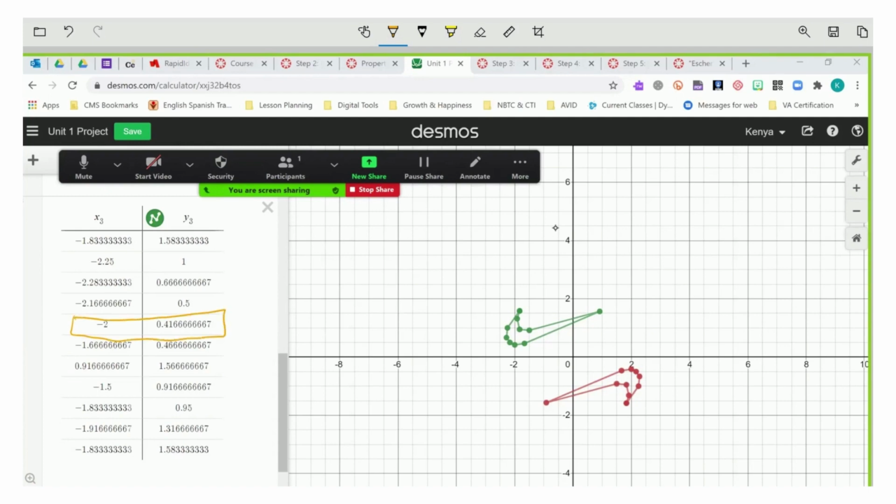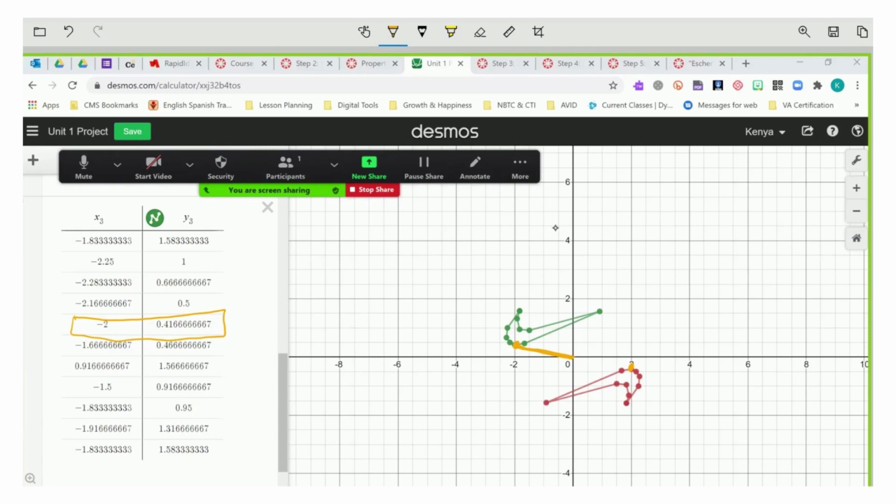So we're going to locate that point, and then we are going to compare it to its corresponding point. So -2 and then 0.4167 means that our point is right here. So the corresponding point to that would be right here. And so we're going to look at the distance. This is from the center of rotation. Let's make that line as straight as possible. It's a straight line from the point to the center here.